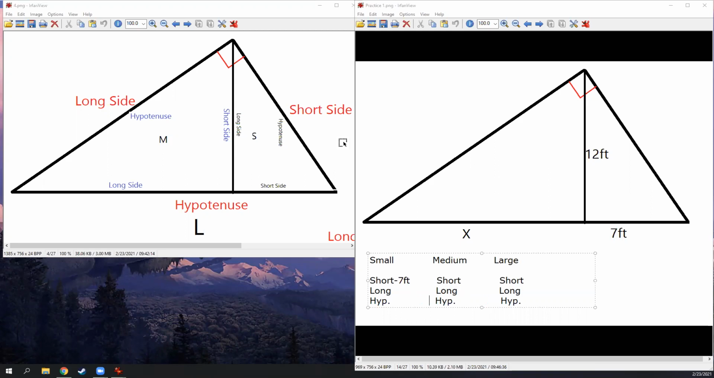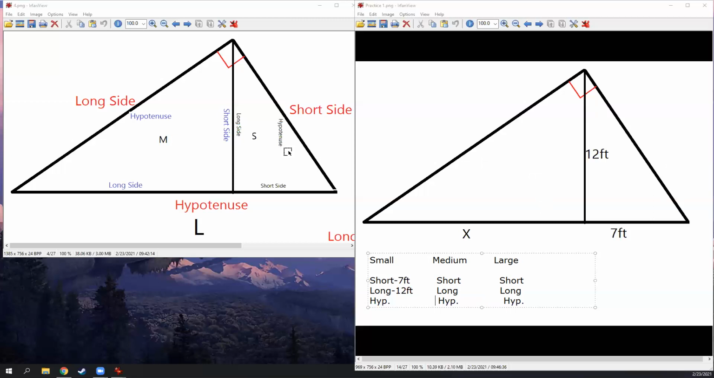Okay. Sticking with the small triangle, I also have a number here, and that number is 12. That happens to be the long side of the small triangle. So the small triangle's long side is 12 feet. And then the only other thing I would have in the small triangle is the hypotenuse, which I don't have, do I? So let's move on to the medium triangle.